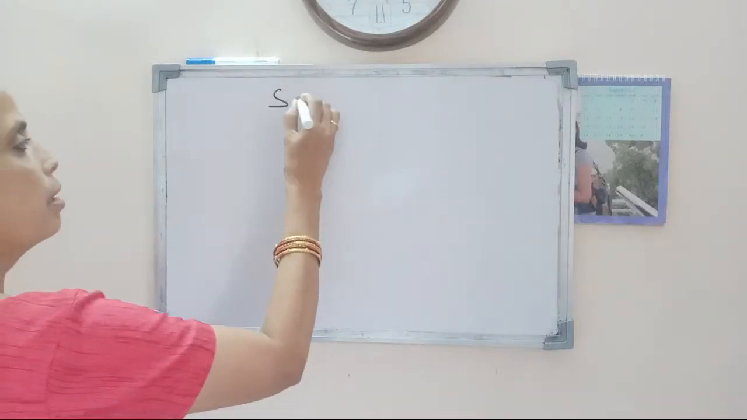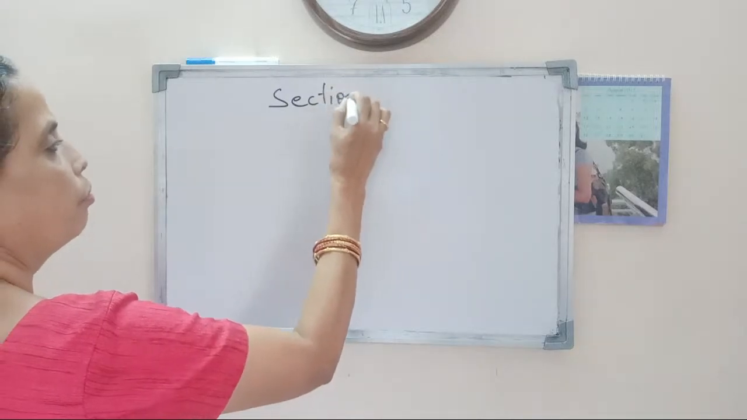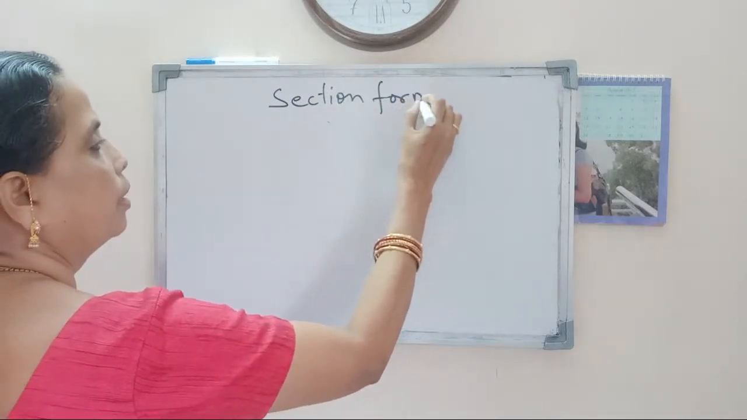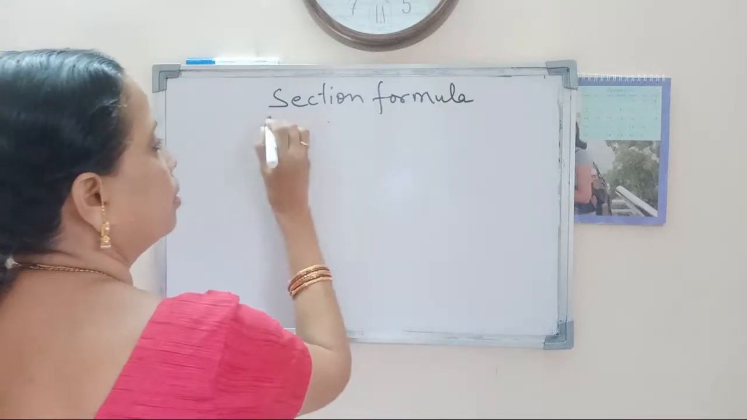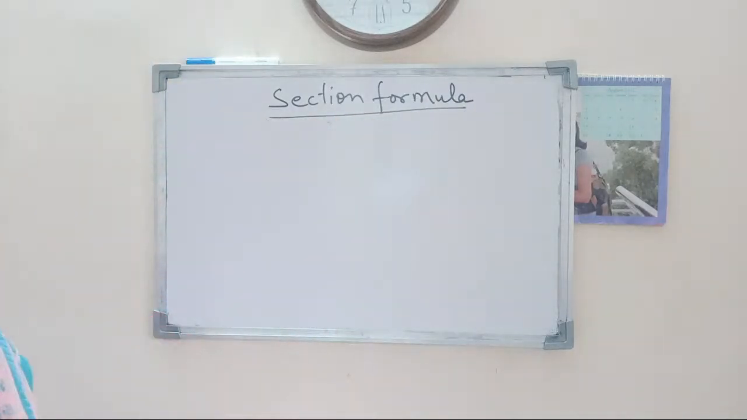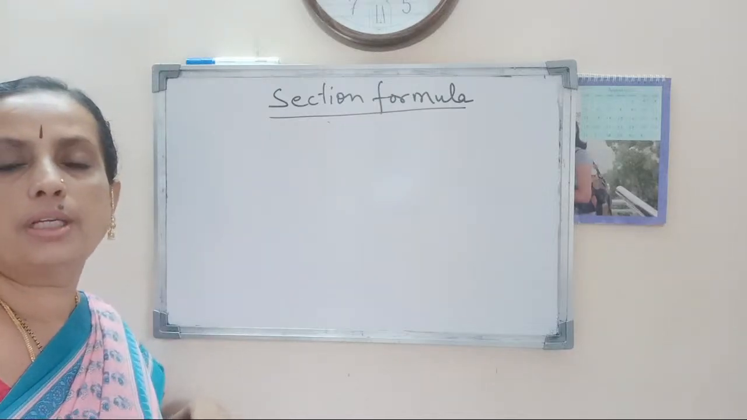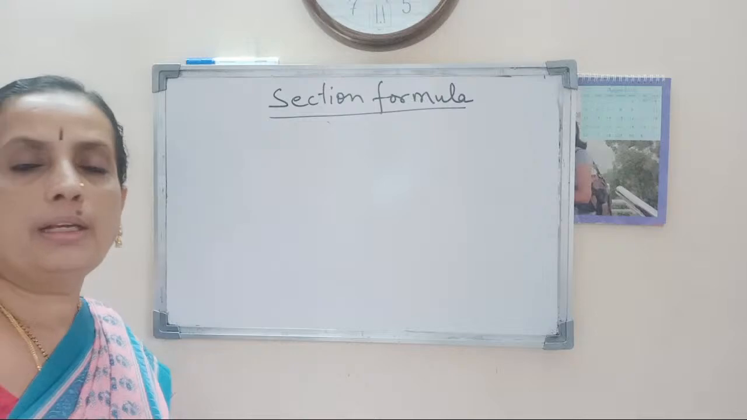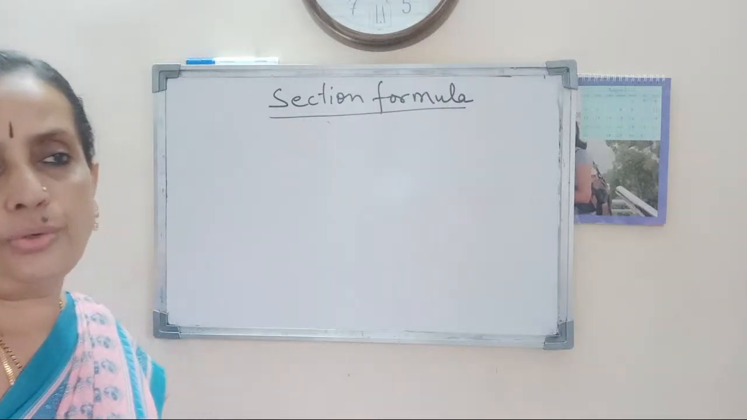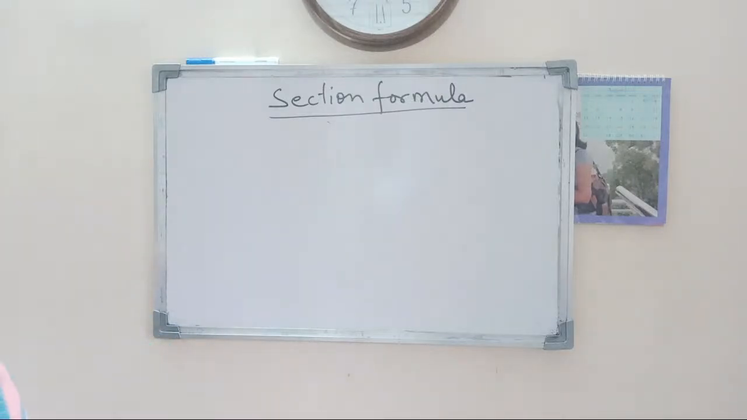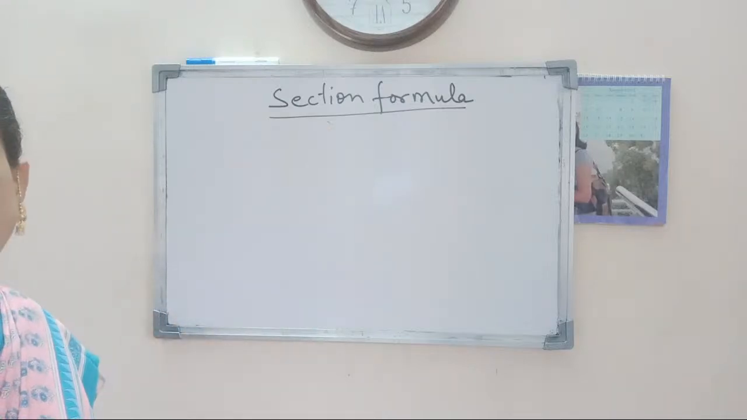Section formula. Don't write anything now. The second formula is section formula. In this section formula, the section itself shows that it is bisecting in different ratio or in the same ratio. Then how to obtain the ratio? When we know the ratio, how to find out the coordinates which are unknown. All those concepts you are going to study here.